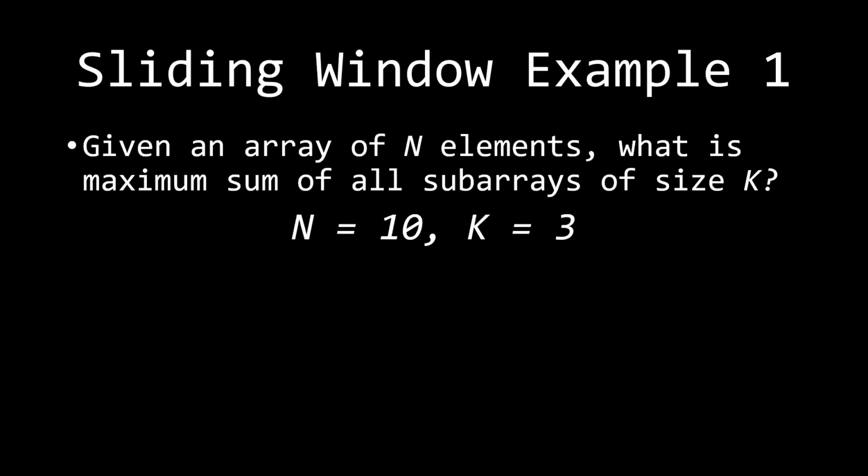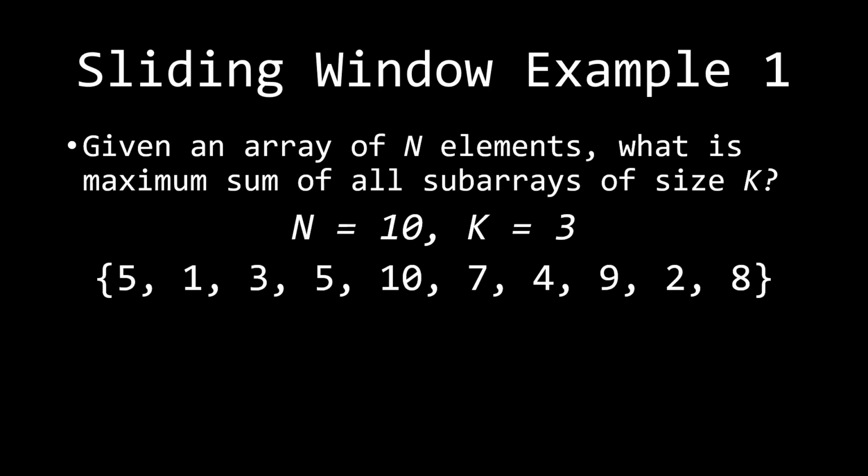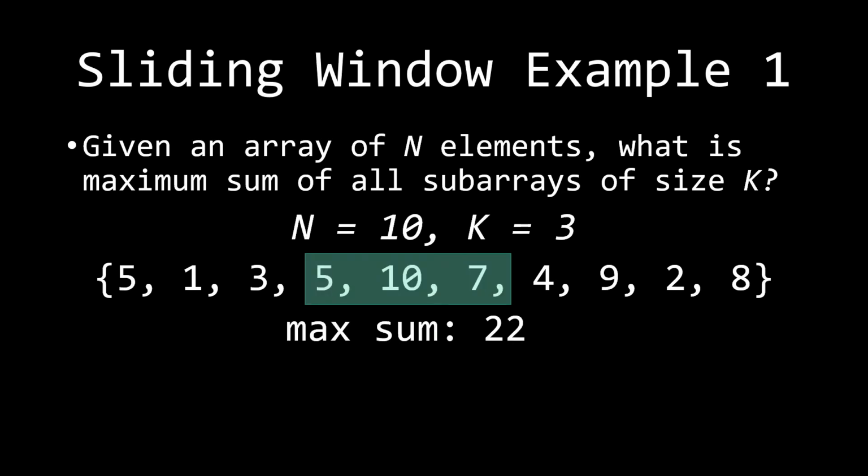So if we had, for example, n equal to 10 and k equal to 3, and then we had the elements 5, 1, 3, 5, 10, 7, 4, 9, 2, and then 8, then we can see that the maximum sum of all subarrays of size 3 is going to be 22, and that's contained within the elements 5, 10, and then 7.